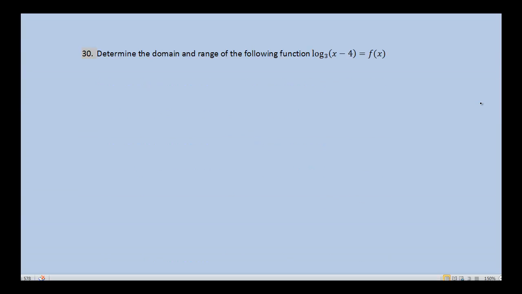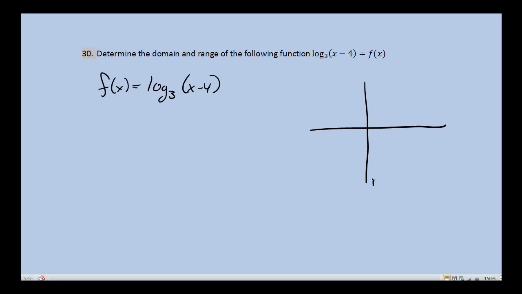Okay, on to our next problem. Determine the domain and range of the following functions. Here we have f of x is equal to log base 3 of x minus 4. If we were just to have a basic understanding of our log base 3 of x, we know that it's going to intersect at 1 comma 0, and it will continue on forever and ever. So this will be log base 3 of x.